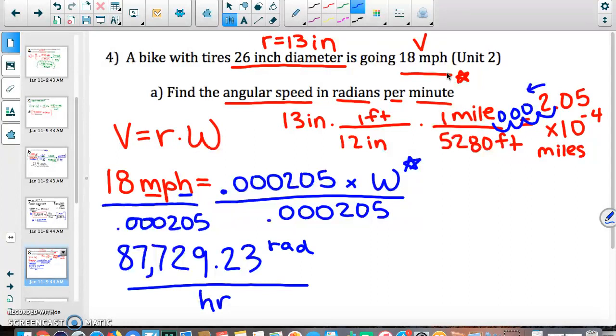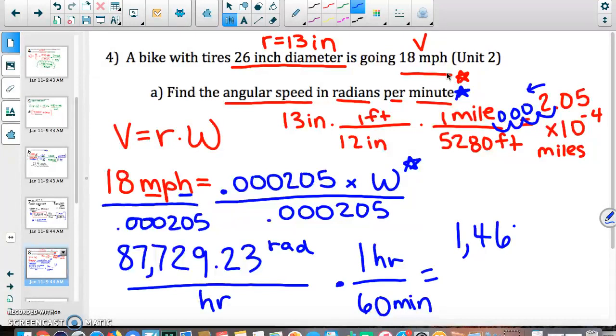Now, do I want it per hour? No, I want it per minute. So then my last step here is going to be to convert from hours to minutes. So it looks like I just divide that big answer by 60, and I get 1,462.15 for my radians per minute.